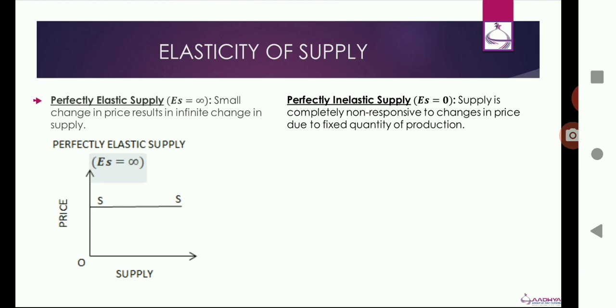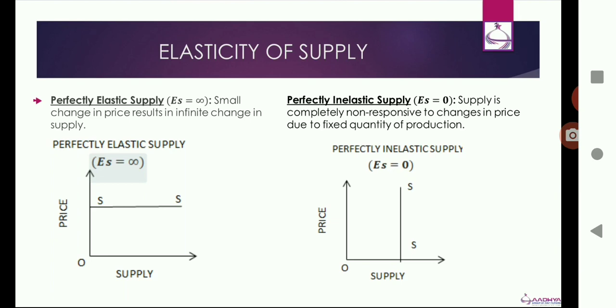On the other hand, we have perfectly inelastic supply, which is the opposite, where we have no change in supply as a response to change in price. This is due to the fixed quantity of production by the supplier, irrespective of the price. So if you take a look, the price is increasing but there is no change in supply.